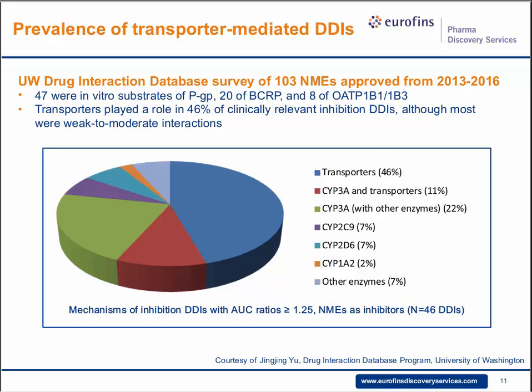The results from the survey are very striking in terms of how many clinically observed DDIs are related to transporter proteins. Of the 103 NMEs approved, 47 were found to be in vitro substrates of PGP, 20 were found to be substrates of BCRP, and another 8 were found to be substrates of the organic anion polypeptide transporters OATP1B1 and OATP1B3. In addition, transporters played a role in 46% of clinically relevant DDIs related to inhibition, although most of these were weak to moderate interactions.